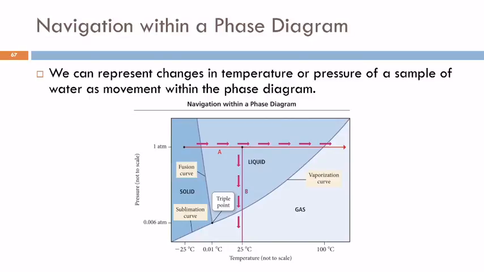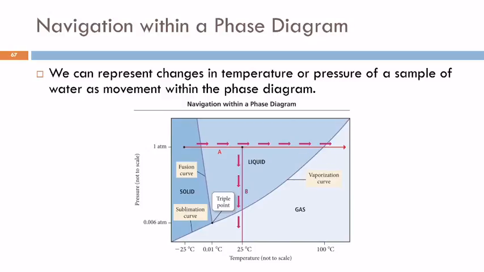A phase diagram is helpful because we can predict what's going to happen to this substance when we change temperature and/or pressure. We call this navigation within a phase diagram. You can look at a horizontal line or a vertical line. If we look at this horizontal line A, this is a pressure of 1 atmosphere. If we start down here at minus 25 degrees Celsius and we increase the temperature, keeping the pressure constant, we get to a point where the ice melts into a liquid, and if we continue going on, the liquid gets warmer and warmer, and here it'll boil.